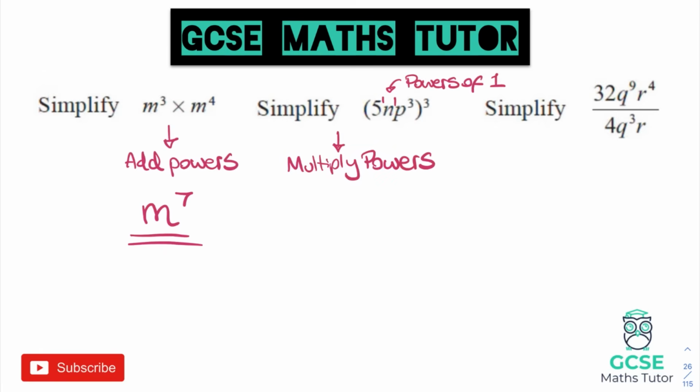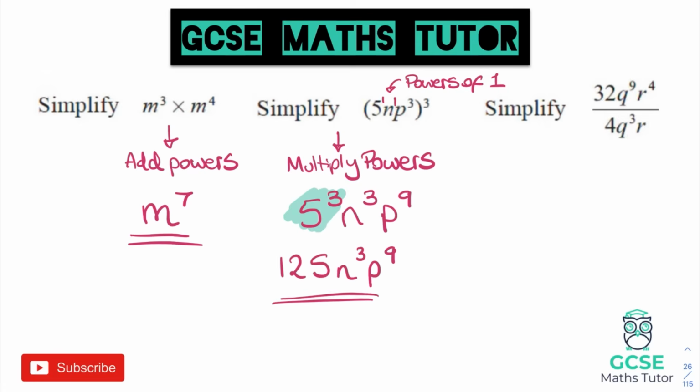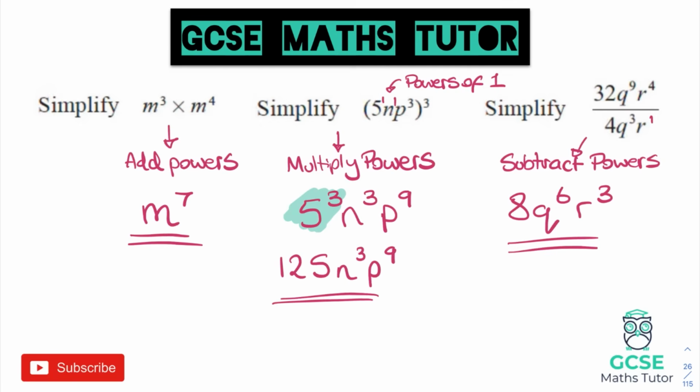When you have brackets, you have to multiply the powers, and that includes any numbers within the brackets. So 5 to the power of 1 would become 5 to the power of 3 in this question, and all of the powers would multiply by 3. Again, we need to make sure we simplify any numbers and write them as actual numbers, not powers. When dividing, you divide the numbers and subtract the powers, and again not forgetting to put in any secret powers of 1 there that are not written in the question.